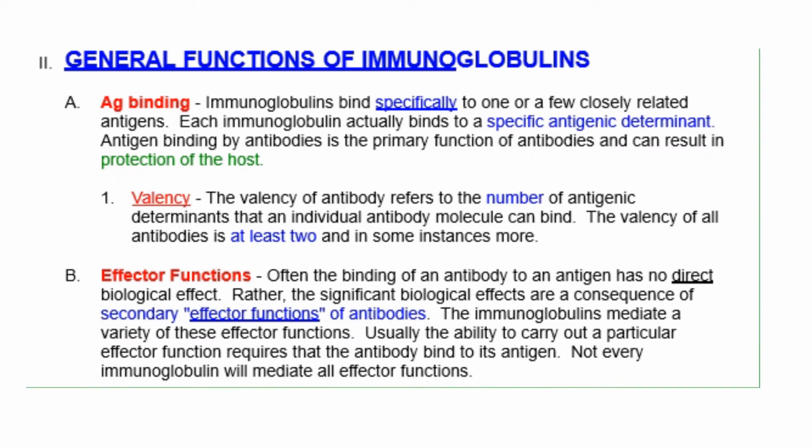Second, the effector function is binding of various cell types. Antigen antibody complex will stimulate phagocytic cells, lymphocytes, platelets, mast cells, and basophils. These cells have a receptor that binds to immunoglobulins, and the binding of immunoglobulins can activate the cells to perform their function. Some immunoglobulins also bind to a receptor of placental cells.